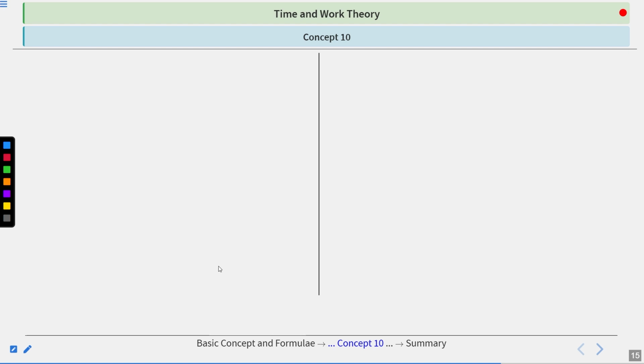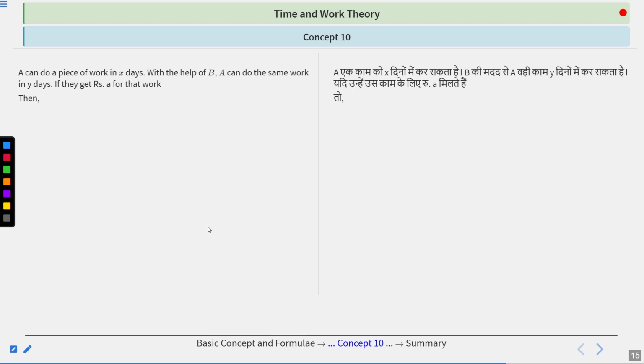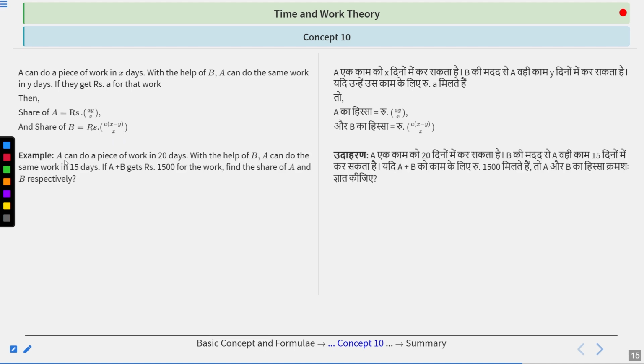Now the next concept. A can do a piece of work in X days. With the help of B, A can do the same work in Y days. If they get rupees A for that work, then the share of A will be AY by X, and the share of B will be A into X minus Y by X. Clear? For example, A can do a piece of work in 20 days. With the help of B, A can do the same work in 15 days. If A plus B get 1500 rupees for the work, find the shares of A and B respectively. Clear?